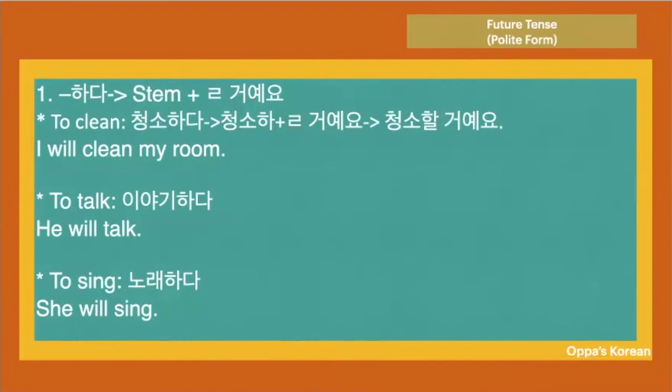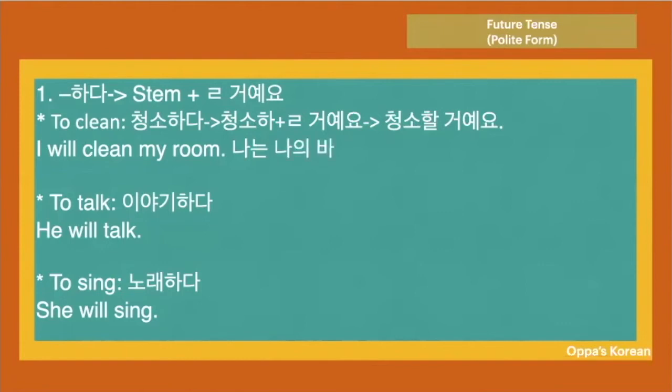In a sentence, I will clean my room. I is 나, subject marker 는. My room is, my is 나의, room is 방. So my room is the object. So object marker 을, 나의 방을. Will clean, 청소할 거예요. Okay, next example.